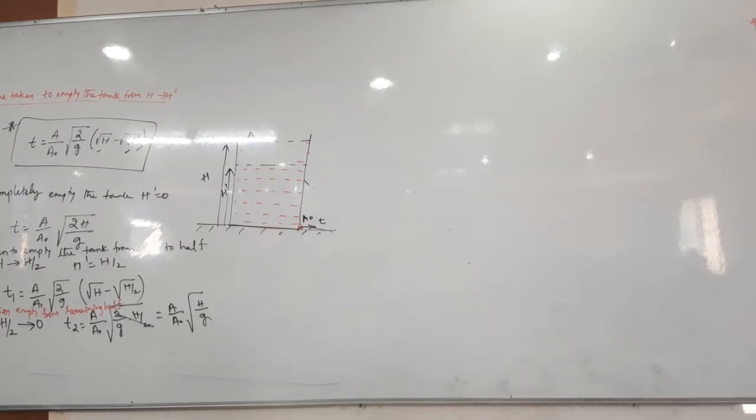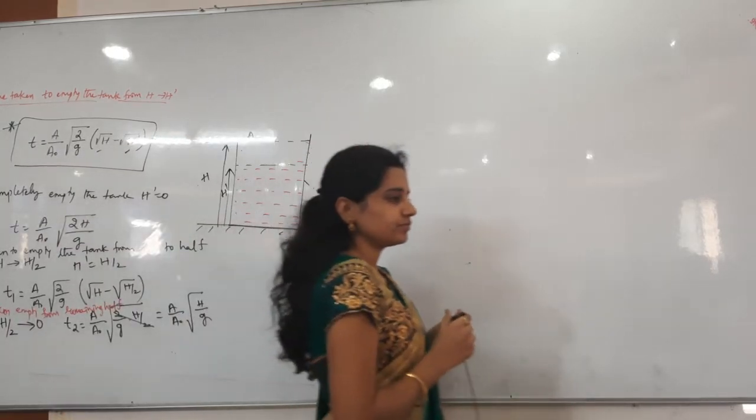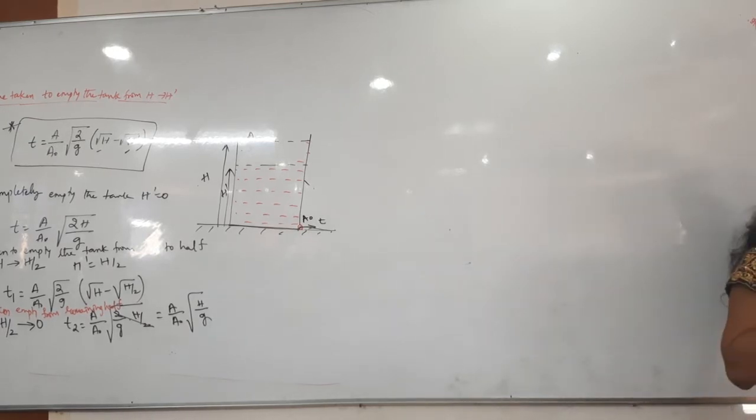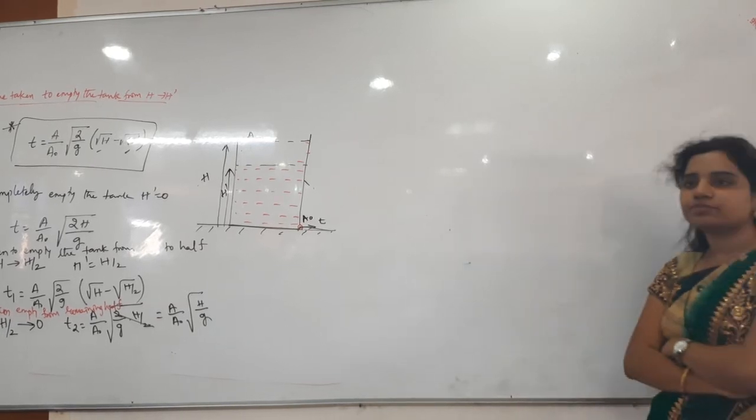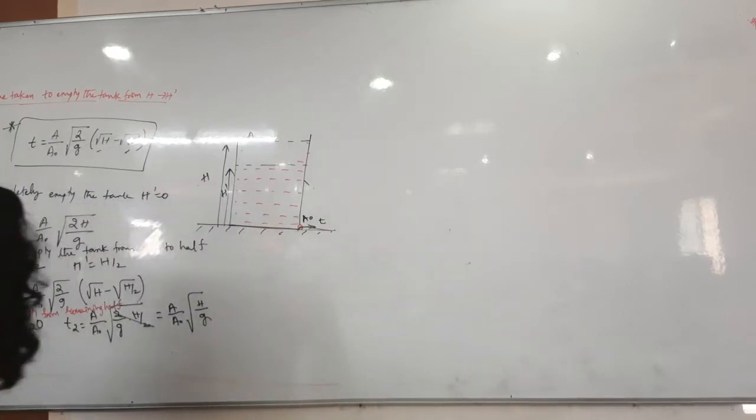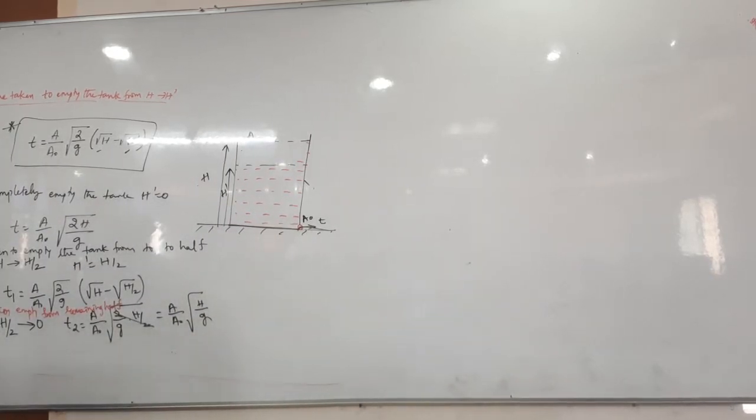Find the ratio of time taken to empty the tank from h to h by 2, and to empty the remaining half.